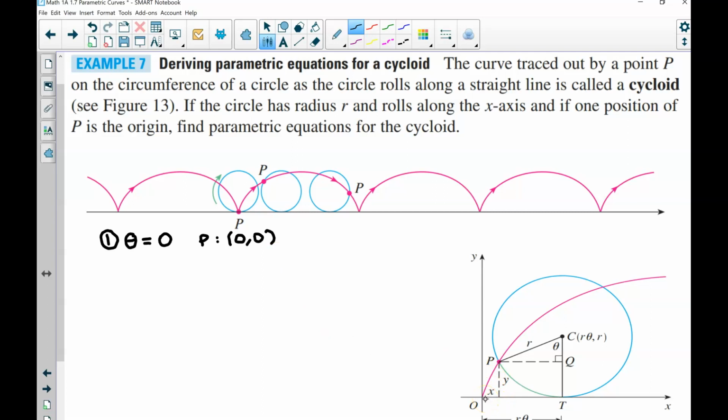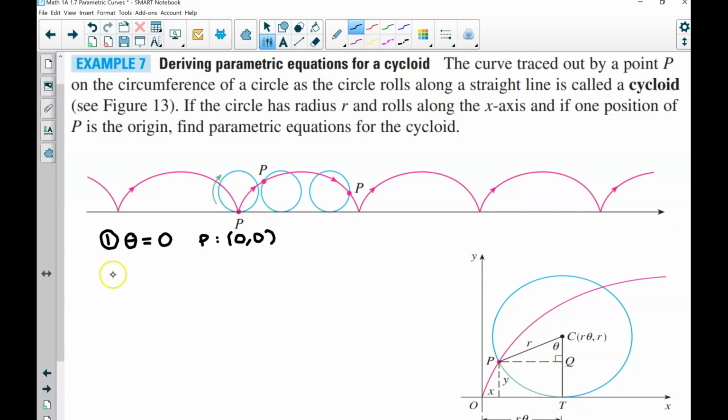Now suppose the circle has rotated through theta radians, because the circle has been in contact with the line, as we can see when it rolls, and the distance it has rolled from the origin is the following. So it's going from here to here. This is actually the distance that we're looking at. As the circle is moving, this green part is the distance. So this is the arc PT.